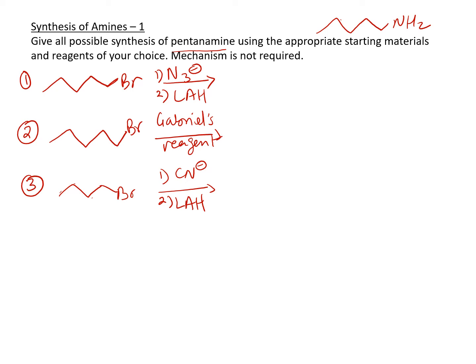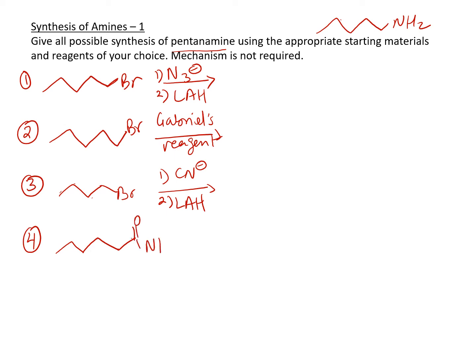I can remove a carbon too. So now if I remove a carbon, I need to start with 1 more. So instead of starting with 5, I need to start with 6. And you know what I'm thinking of. Of course, you know what I'm thinking of. So we're going to do the Hofmann elimination. 1, 2, 3, 4, 5, 6.